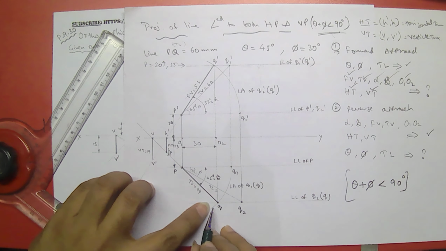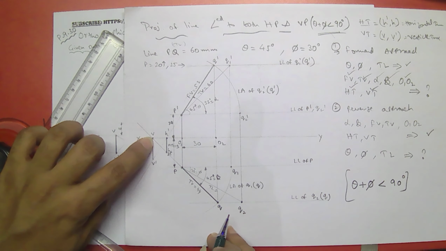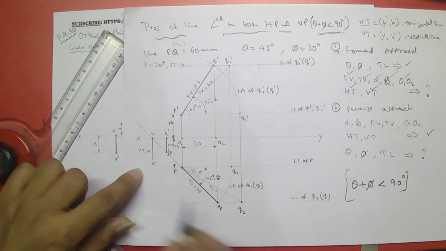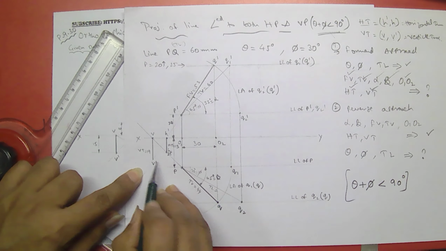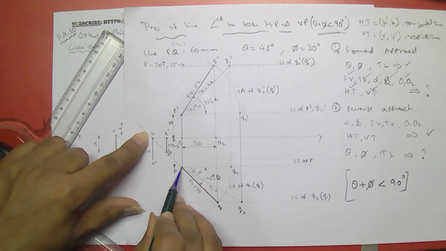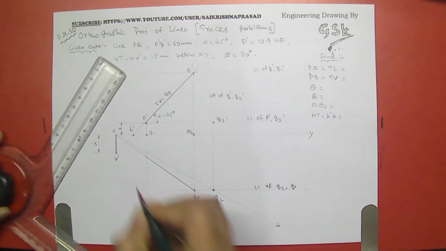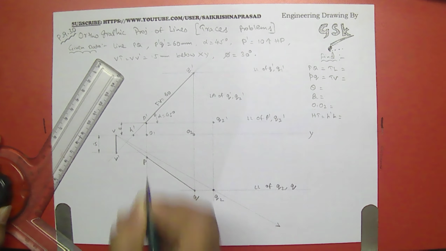You can see if I extend this line, I'll be getting the trace point onto the XY reference line, because this point has already been given. So simply if I join V and Q, I'll be getting an intermediate point P. So PQ is the final top view, right? So this is the final top view.